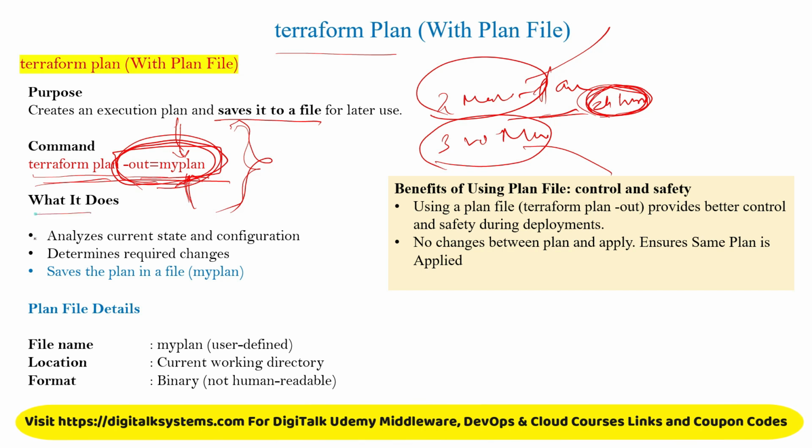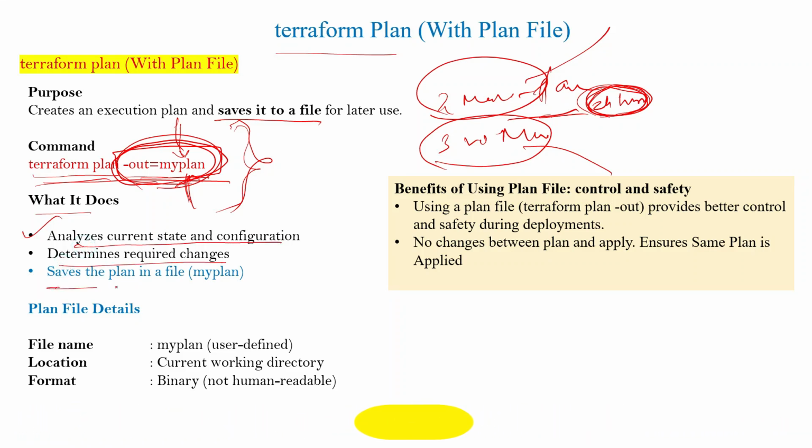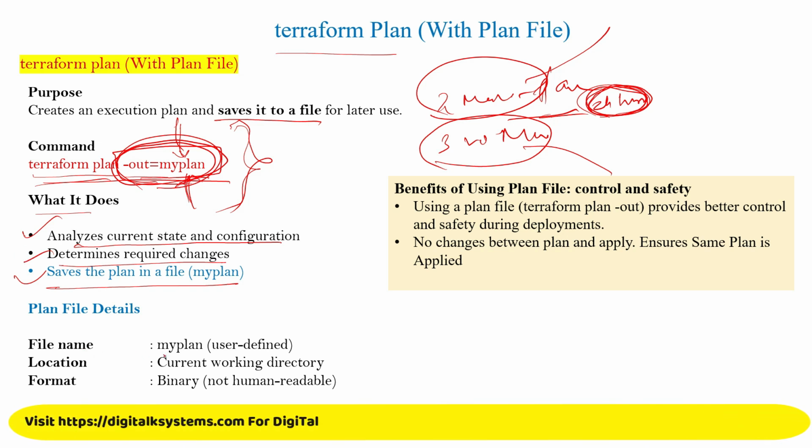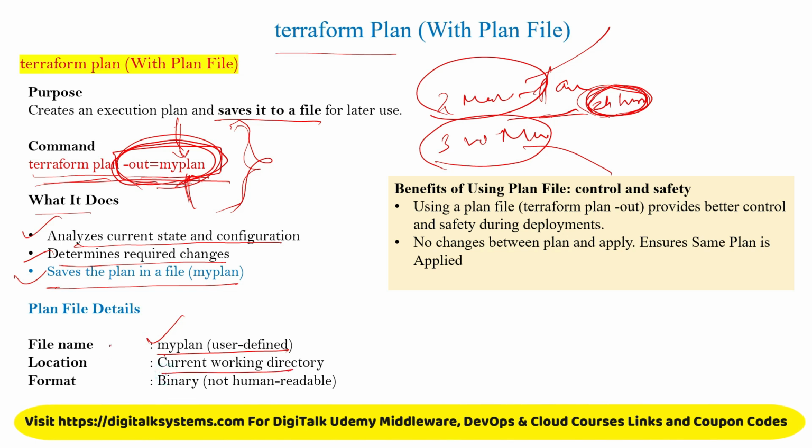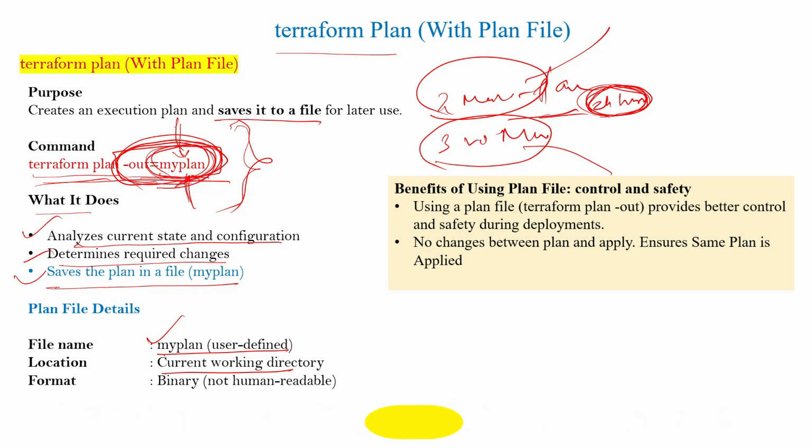So that means it analyzes the current state and configuration, determines the required changes, and saves the plan in a plan file, right? So here my plan is the file name. You can define any name here. You can specify any location, like this is a file name, so you can specify a path for this plan file. Otherwise, if you specify only the plan file name, it will be created inside your current directory. This is a binary format, so you will not be able to read it in any notepad or text editor. You have to read it with the Terraform command only.